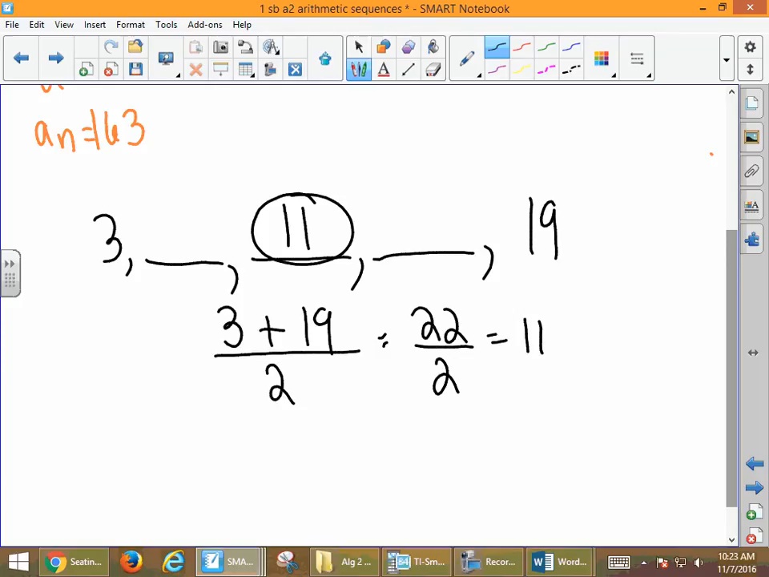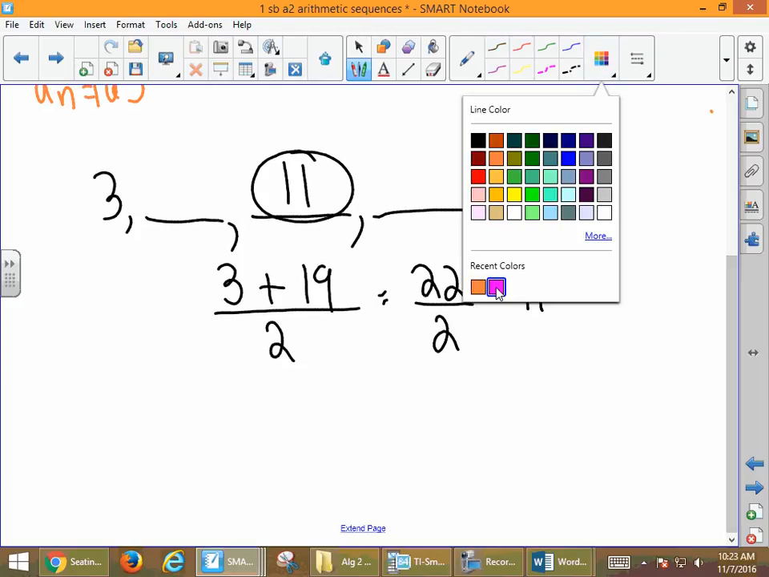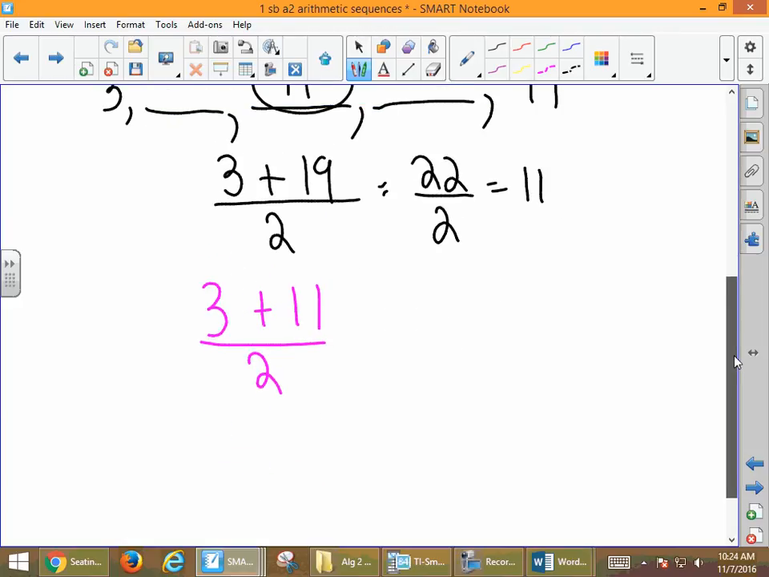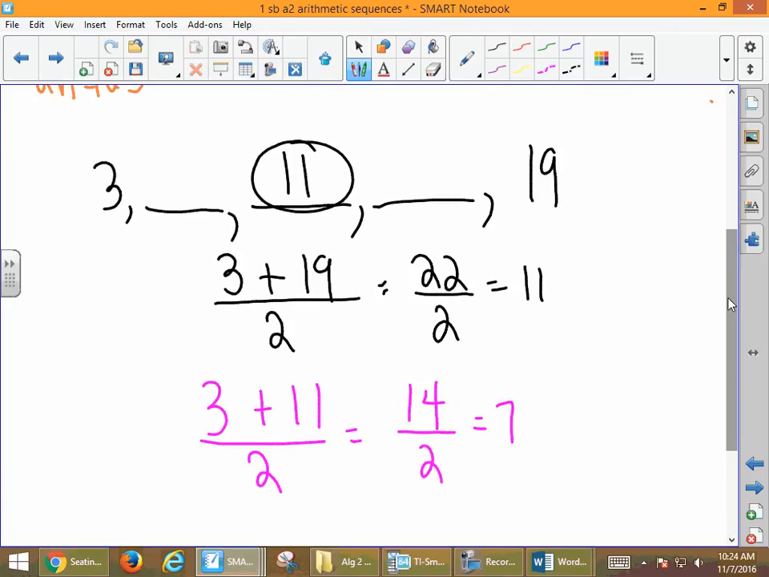Now, we might be able to, at this point, figure out what the common difference is from that information. But if we can't, then what we can do is the same kind of thing. We can take 3 plus 11, and we can divide by 2. So 3 plus 11 is 14 divided by 2, which is 7. And I know we don't know that fourth term yet, but I bet we could figure it out. But ultimately, what we're really trying to figure out is, what's the common difference?